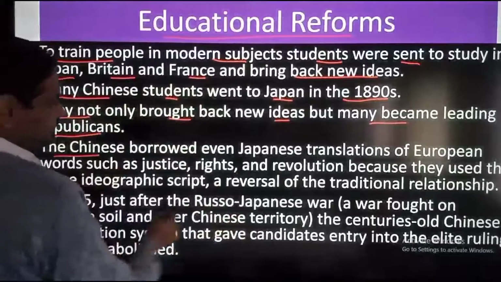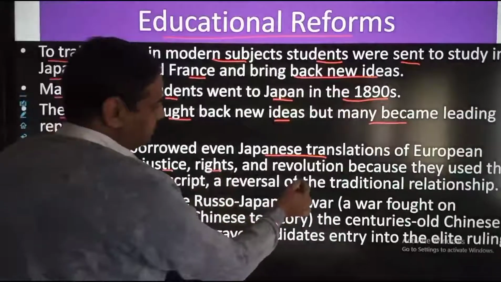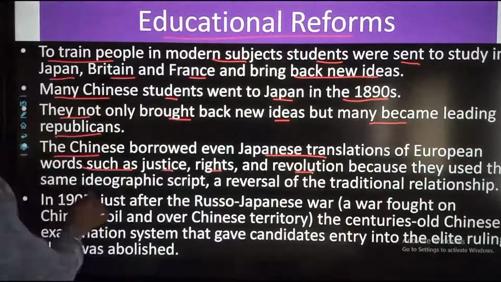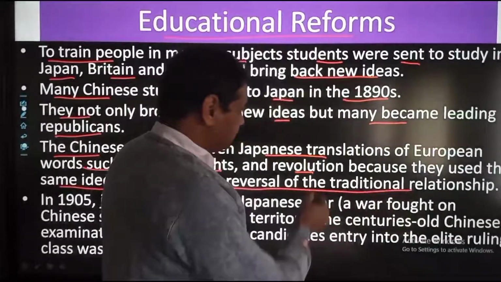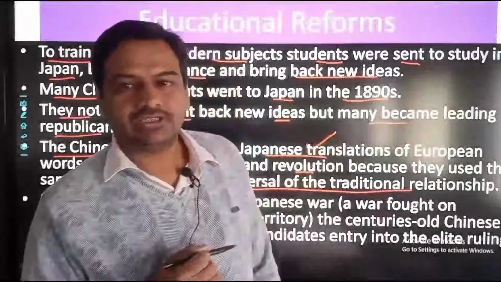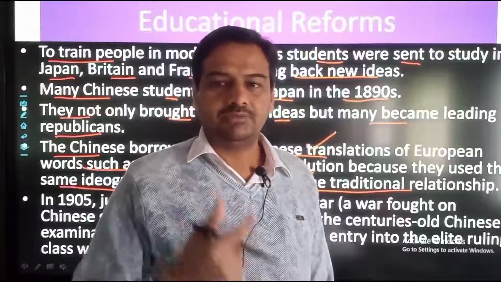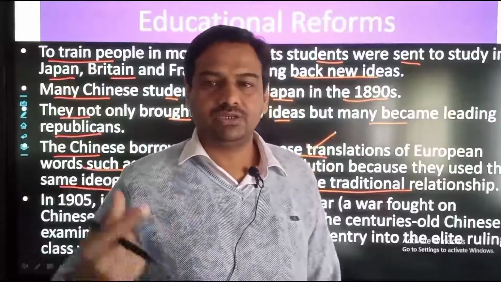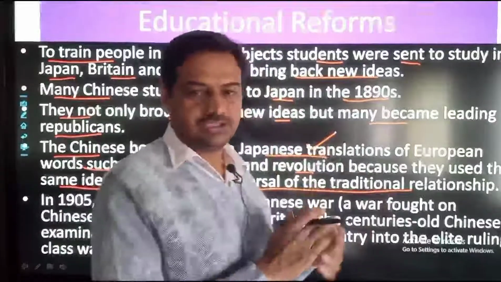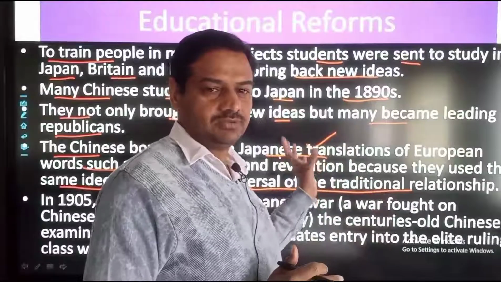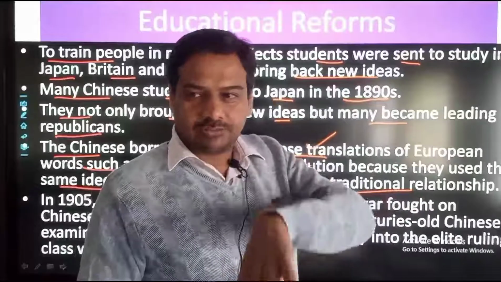The Chinese borrowed even Japanese translations of European words such as justice, rights, revolution, because they used the same ideographic script, a reversal of the traditional relationship. So traditionally Japan borrowed its culture from China, but now was the time when China was adopting Japanese culture. Many Japanese translations of words which were coming from the European side were adopted by the Chinese people. In the past, culture disseminated from China to Japan, but now culture was disseminated from Japan to China.